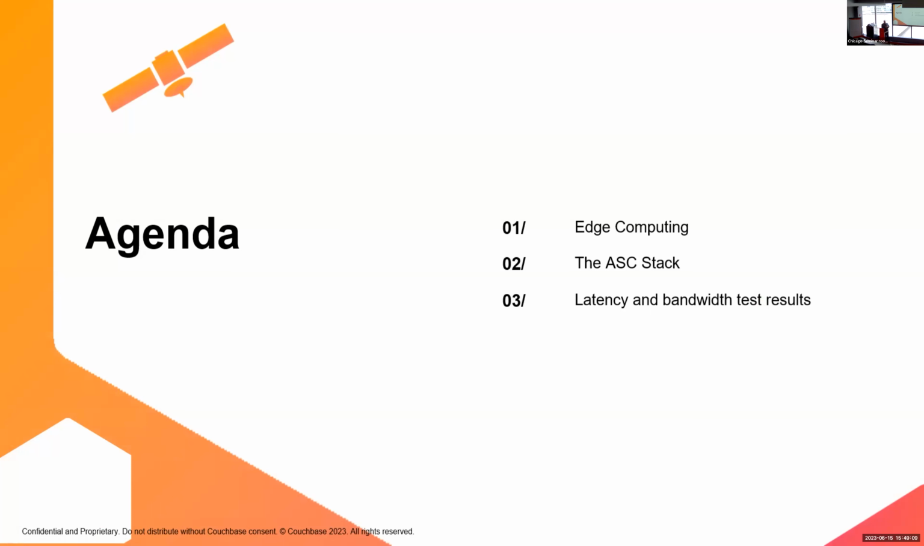Then we'll get into the fun part. I'll talk about the ASC edge architecture, an edge architecture built with AWS Snowball, SpaceX Starlink, and Couchbase Capella. I'll also cover the results from tests on this architecture, where we tested for latency and bandwidth efficiency.